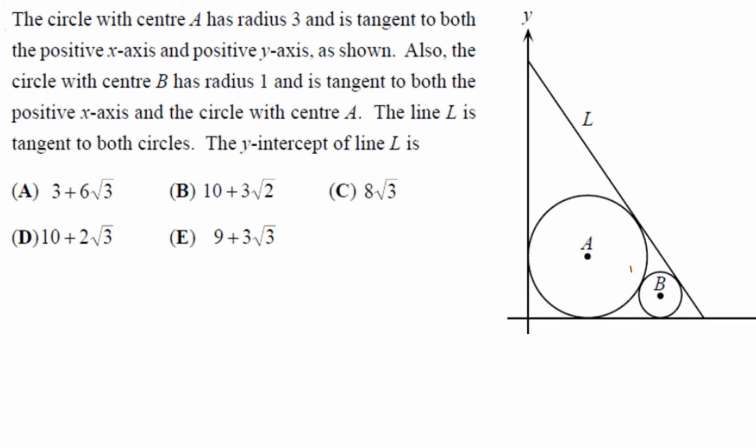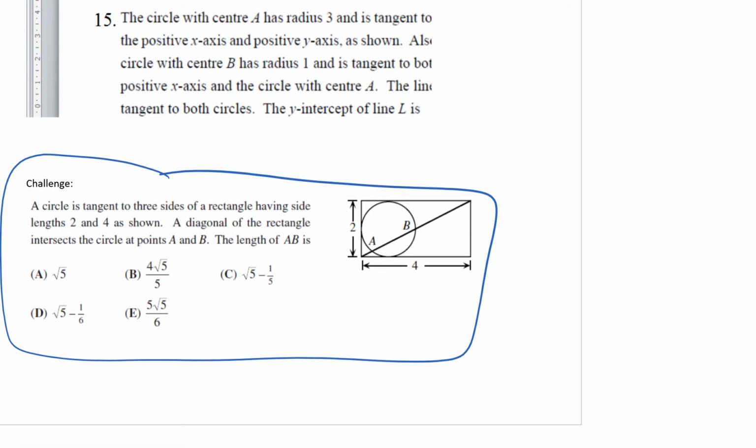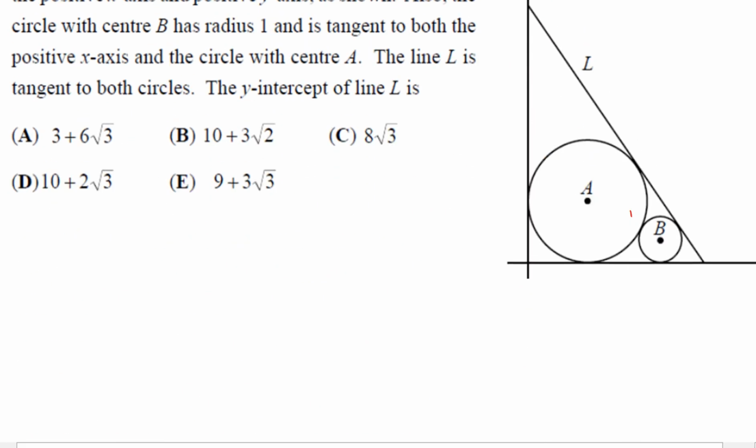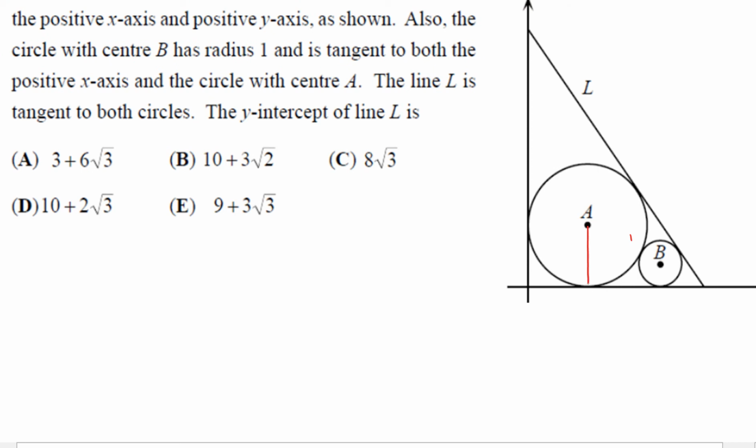Okay, so here's one question that was asked from 6.3. You have two circles. Here's circle A, and the radius of circle A is 3. So here's circle A, this radius is 3, and then you have circle B. The radius is 1, and then you have this line L that's tangent to both circles, and it's basically looking for this point over here. It's looking for the y-intercept.